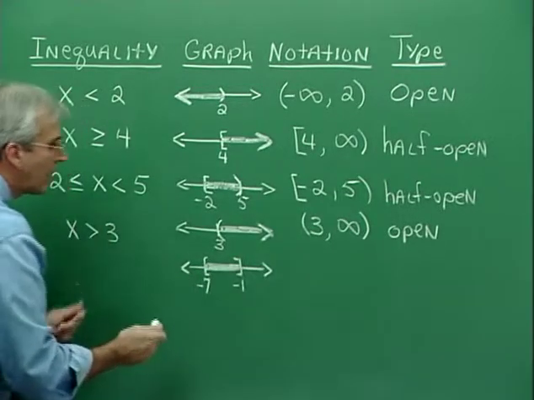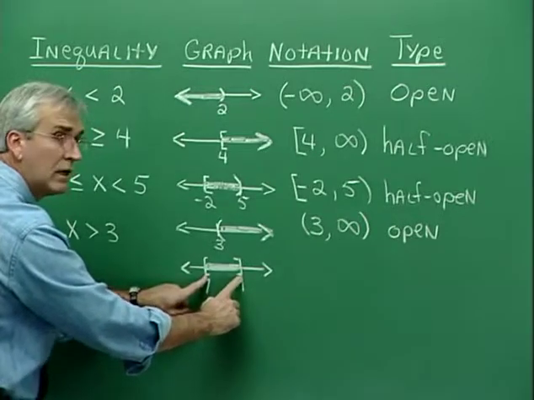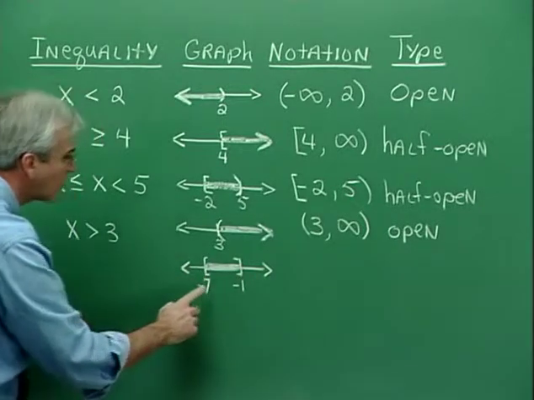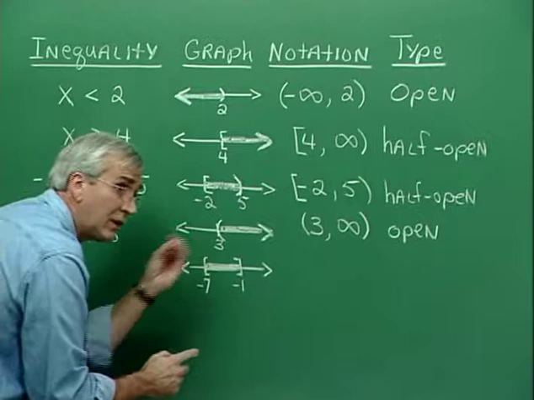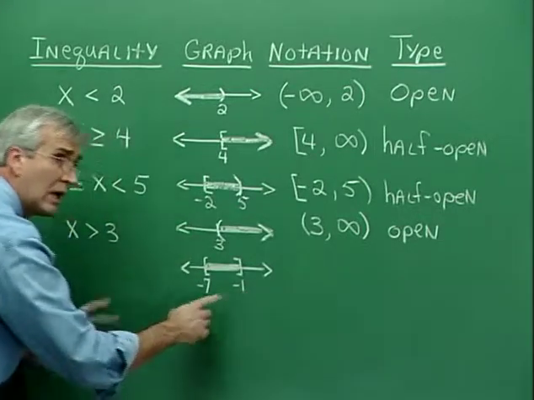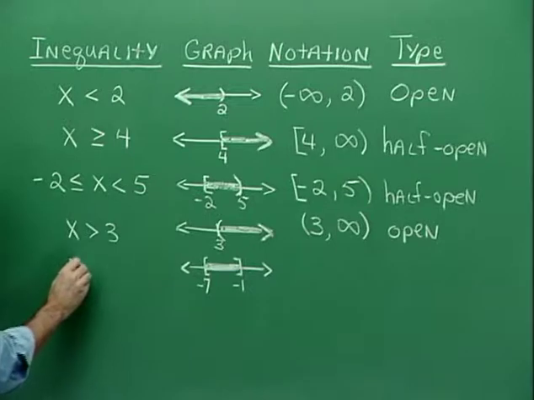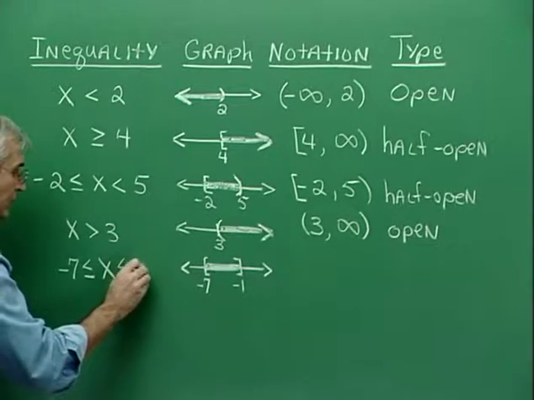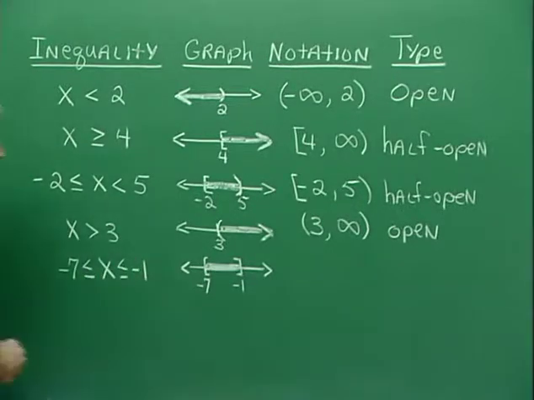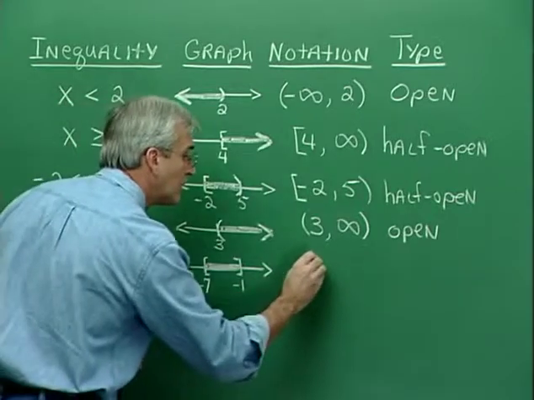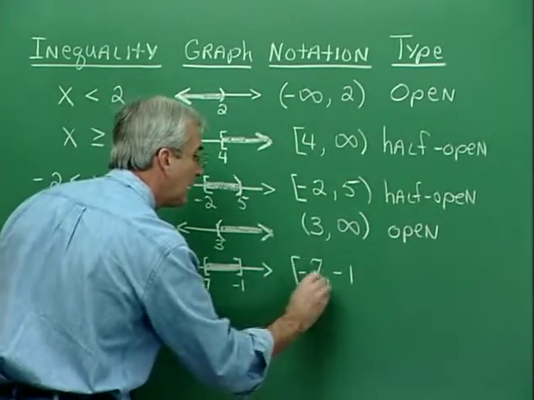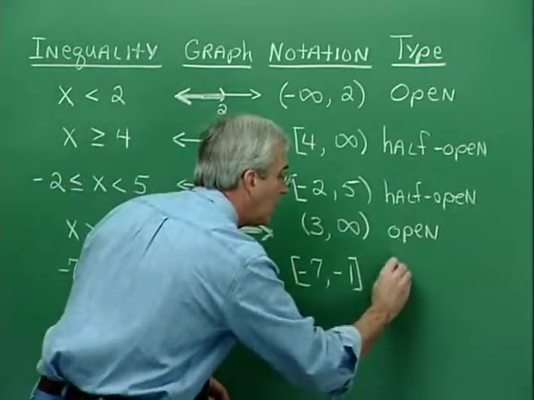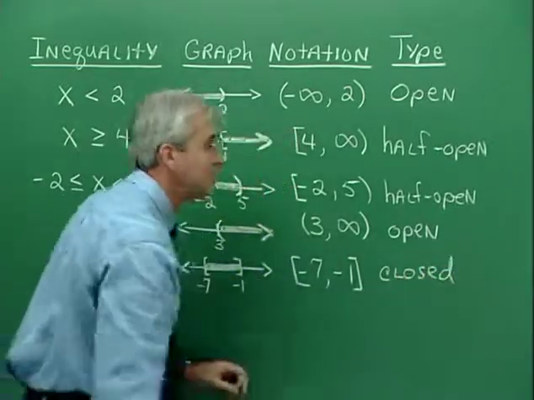Here we have a graph with endpoints that are included in the interval. And let's describe this using the inequality statement. This would say that x is in between, the real numbers are between -7 and -1. We would say then that -7 is less than or equal to x, and x is less than or equal to -1. For the interval notation, it's the interval from -7 to -1, and we're including those endpoints. And since we're closed on both ends of the interval, this is called a closed interval.